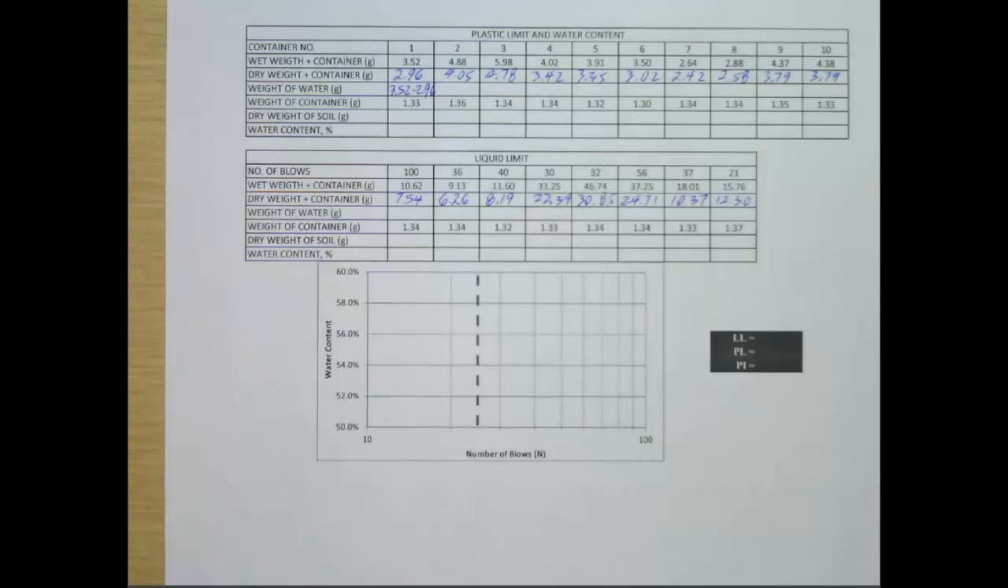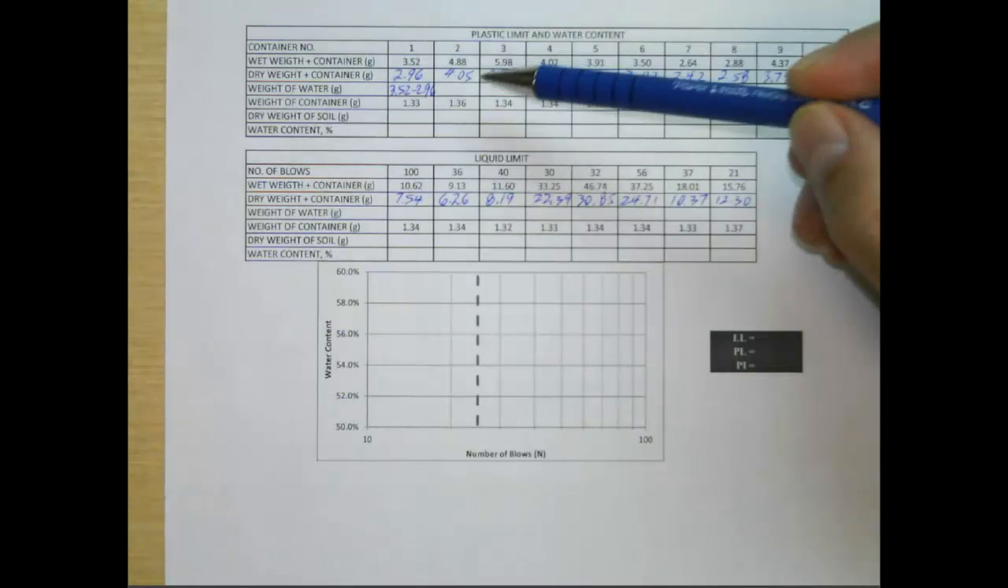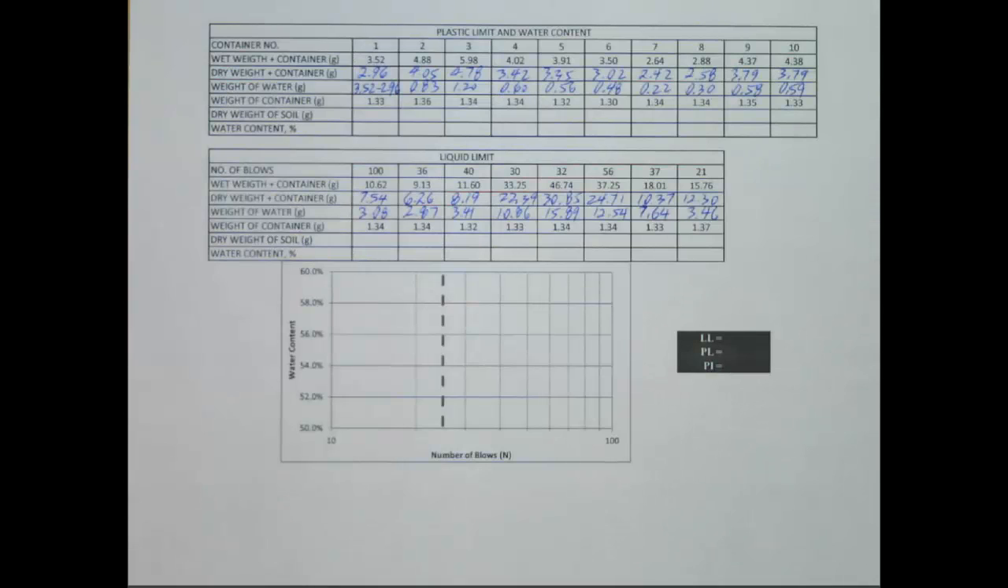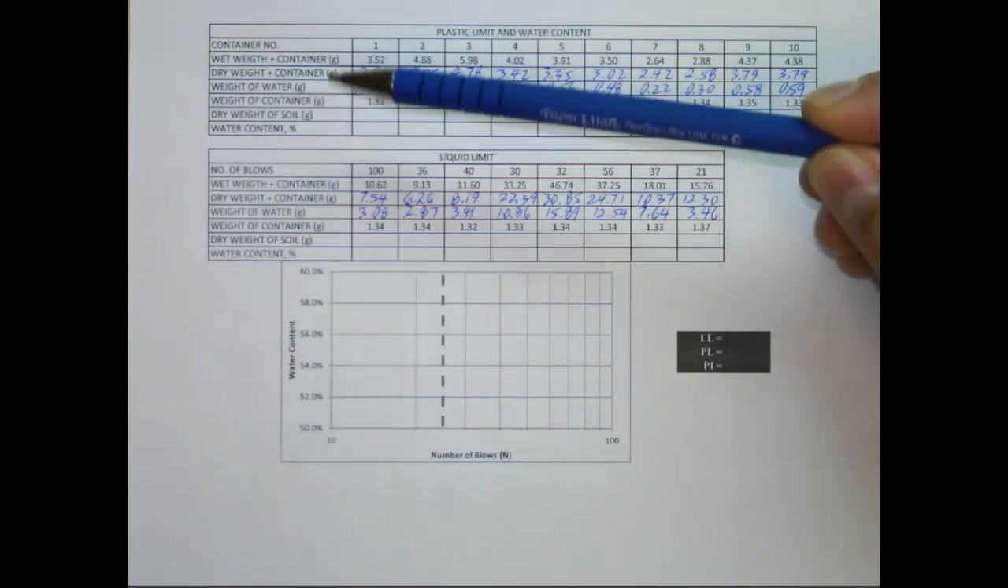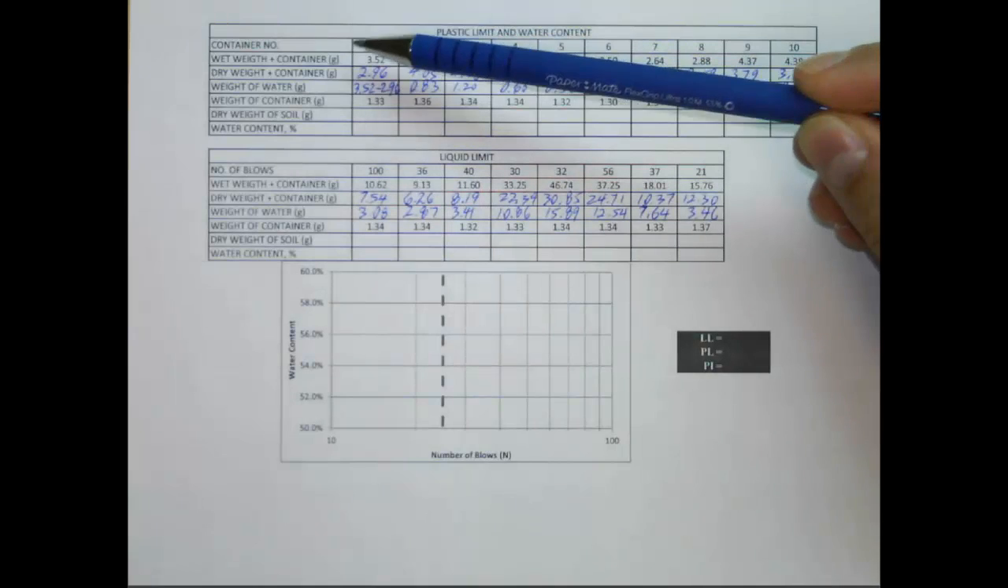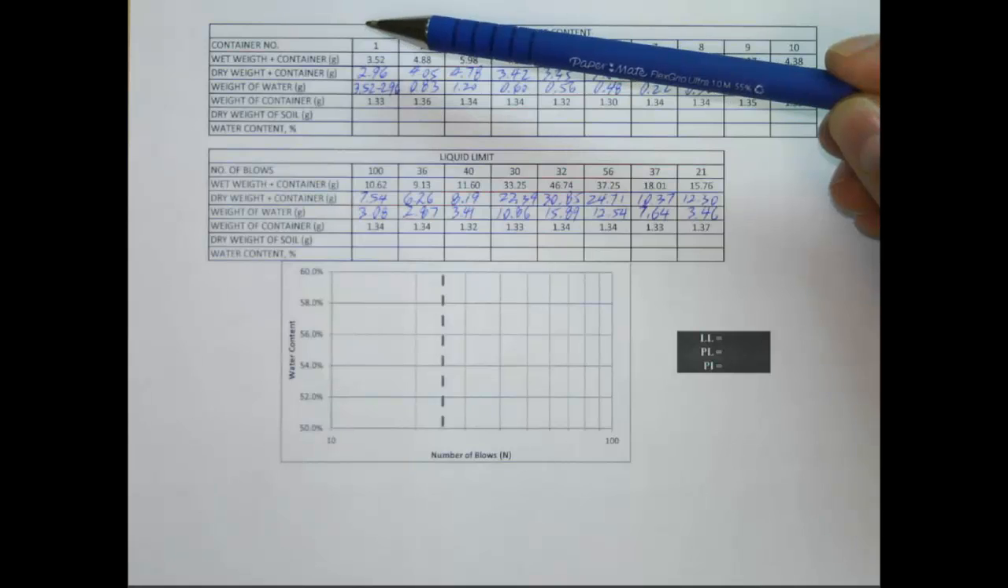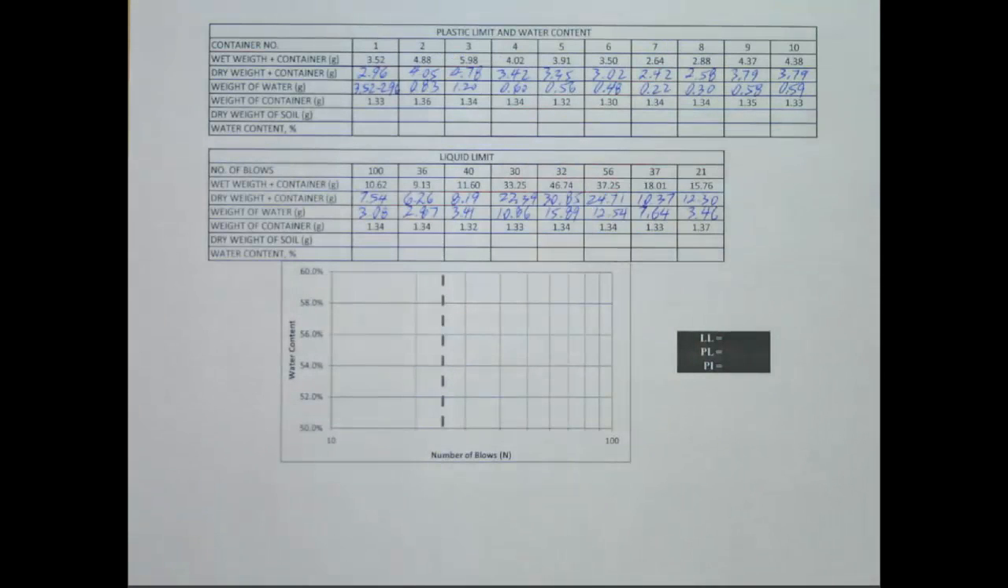So what I'm going to do now is I'm just going to fill in all the wet weights for all these samples and do the same thing for the liquid limit test. And voila, this is where we are right now. We calculated the amount of water that was in each one of these samples. Again, the amount of water, or the weight of water, is equal to the wet weight plus container minus the dry weight plus container for both the plastic limit and the liquid limit.